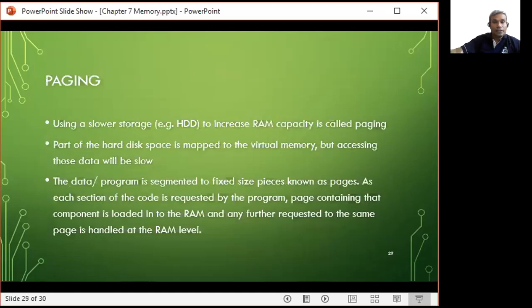Paging is the opposite. When you want to increase the RAM, instead of increasing the speed, you can use page files. You have a large data or program, you break it into small pieces called page files and store them on the hard disk, and load them into the RAM as and when necessary. If you can't find the particular part in the RAM, that is known as a page fault.